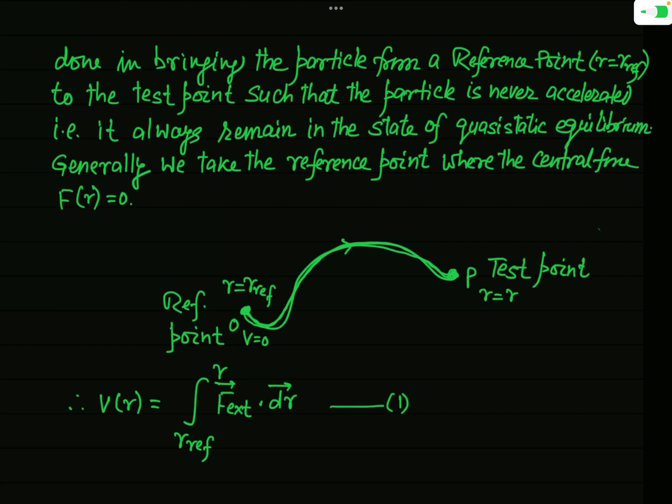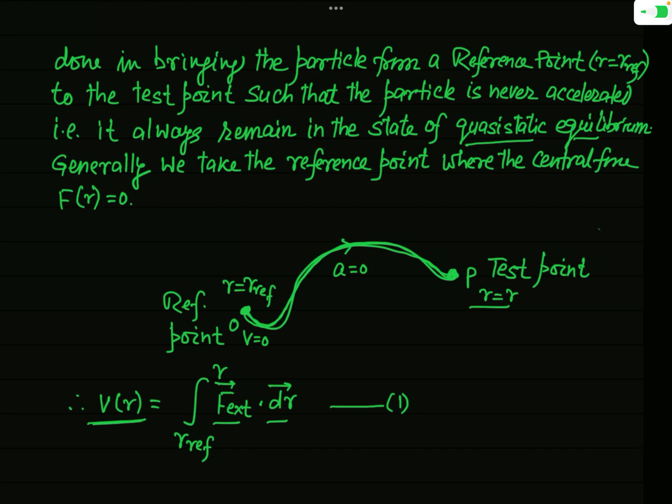But how is it brought? It is brought in such a way that its acceleration always remains zero. It is never accelerated. In other words, the particle is brought in such a manner that it always remains in a state of quasi-static equilibrium. In that condition, the work done by the external agent in bringing the particle from the reference point to the test point is simply equal to the potential energy of the particle at this point P. So mathematically, we define the potential energy V of r is equal to the integral from r reference to r, where r is the position vector of this test point P, of F external dot dr. This is just the definition of work done.